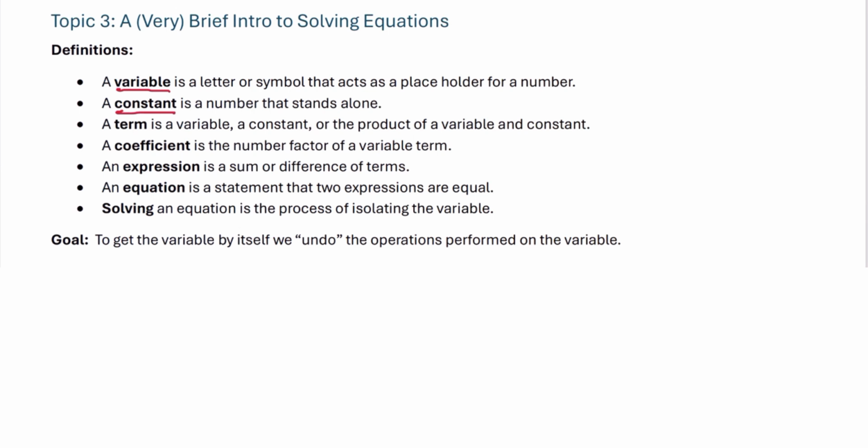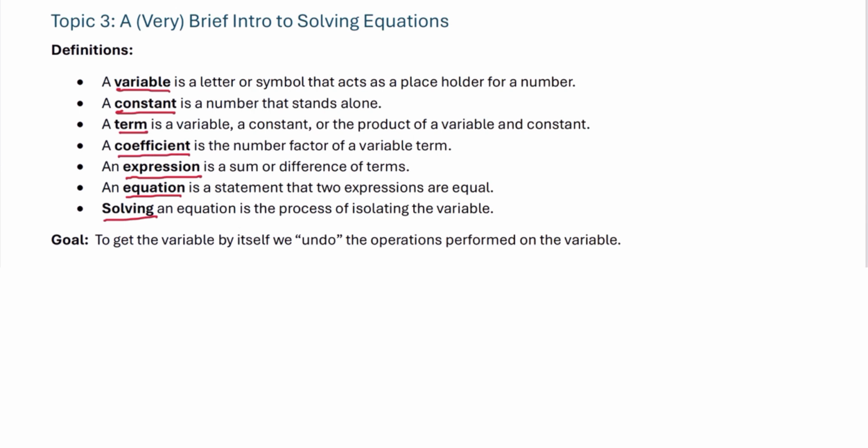A constant is a number that stands alone. A term is a variable, a constant, or the product of a variable and a constant. A coefficient is the number factor of a variable term. An expression is a sum or difference of terms. An equation is a statement that two expressions are equal.